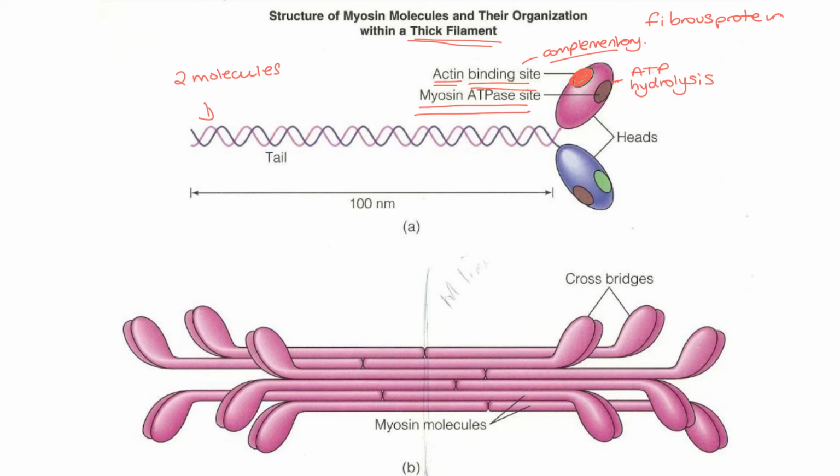Myosin is arranged so that half of the heads point in one direction and half of the heads point in the other, and the tails meet at the M line. Let's look now at actin.